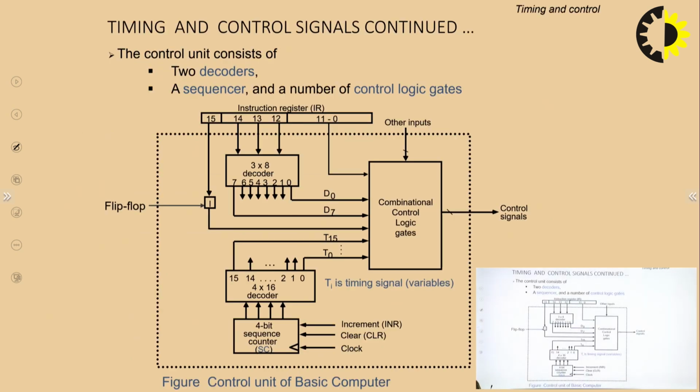Now you can see here for the timing signal, there are the 3x8 decoder and the 4x16 decoder. The 4-bit sequence counter is there. It means there will always be a numbering: T1, T2, T3, T4. Whatever the timing signal is, it will always be T1, T2, T3, T4, because the sequence counter value is 4.